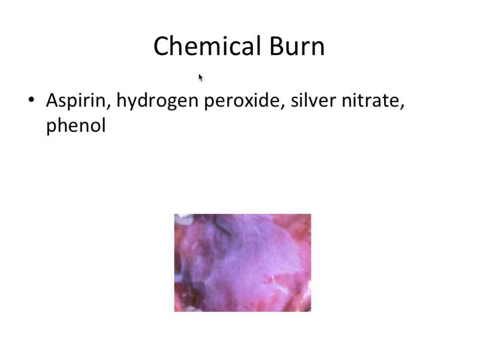A chemical burn could be caused by any of these compounds: aspirin, hydrogen peroxide, silver nitrate, and phenol. Typically, aspirin is something that a test maker might ask about, causing this sort of whitish sloughing appearance of the tissue.